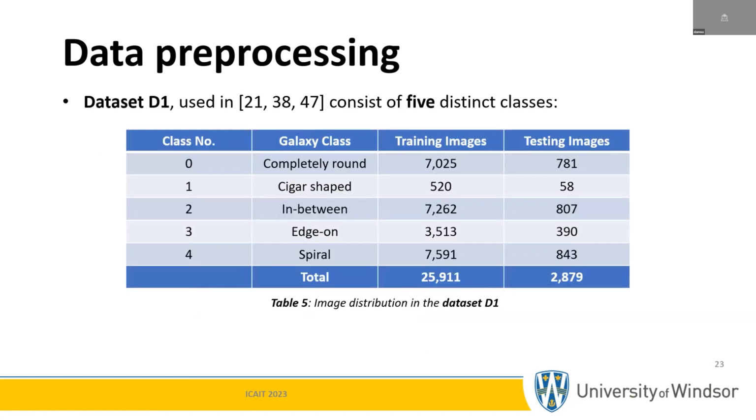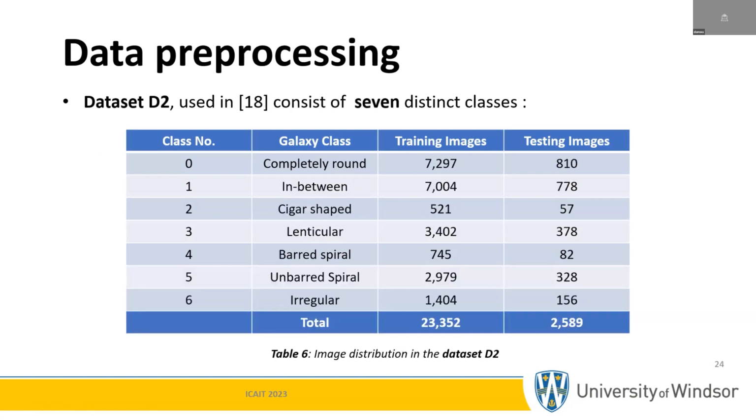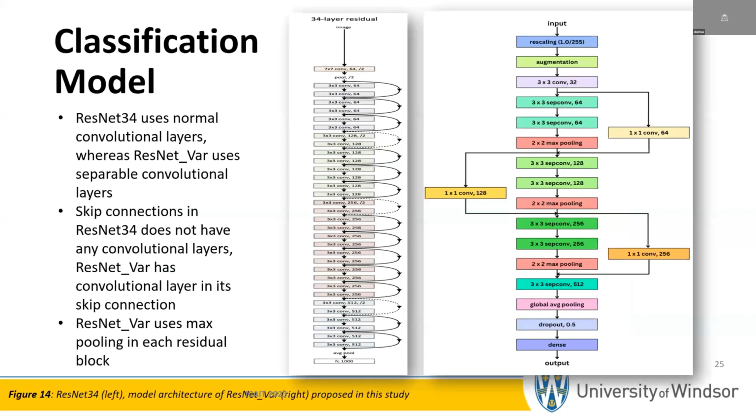And this is the data set D1, and it shows how many training images and how many testing images we're going to be using. And similarly, we have data set 2. This is for 7 classes classification, showing how many training and how many testing images in each category.